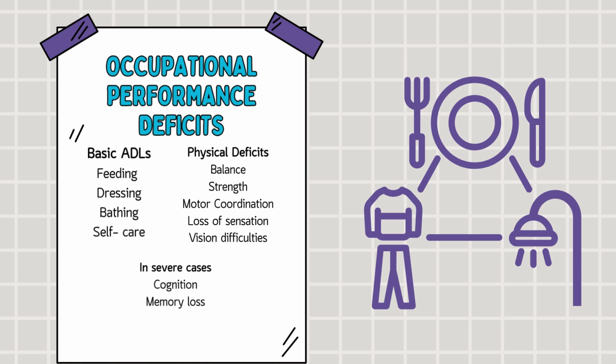Some physical deficits that we may see are balance, like we said, strength, motor coordination, loss of sensation, and vision difficulties. In severe cases, cognition is a huge one, as well as overall memory loss.